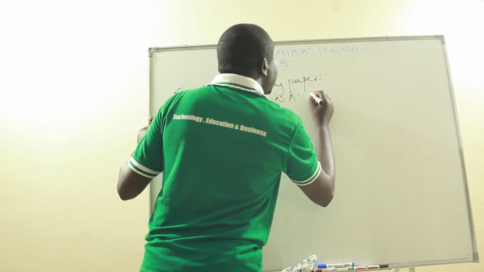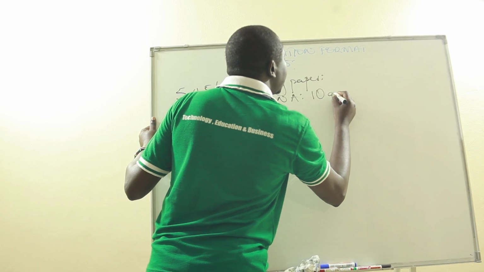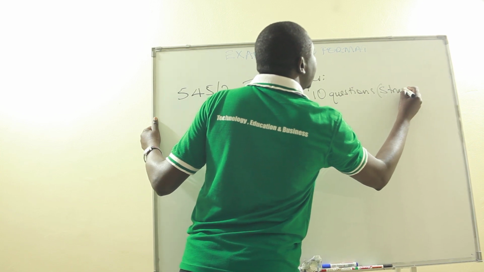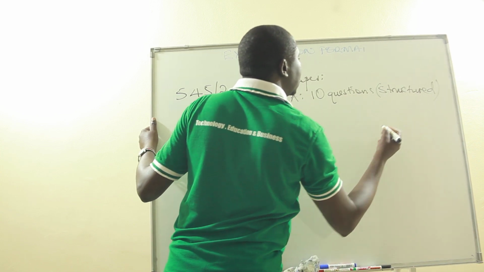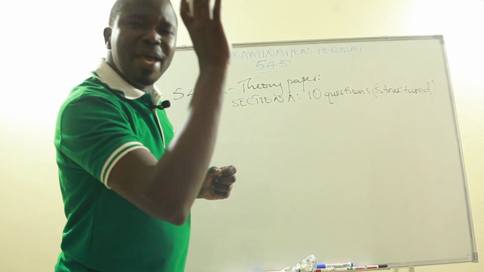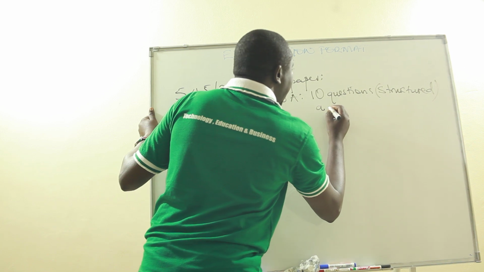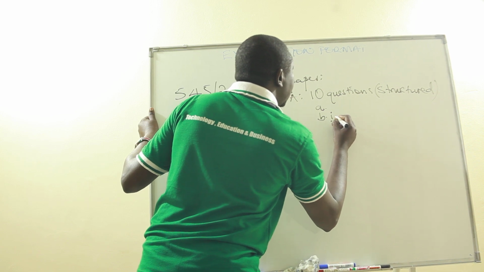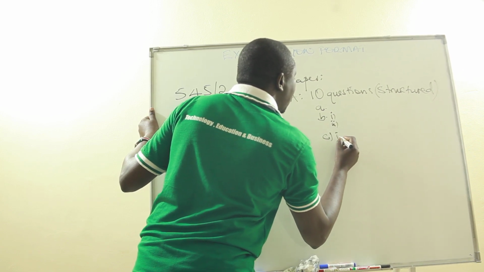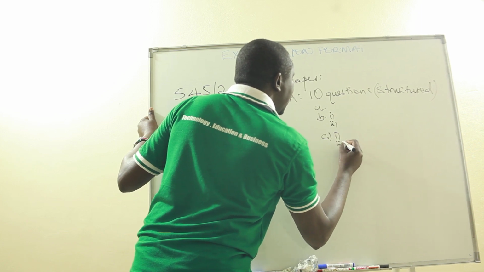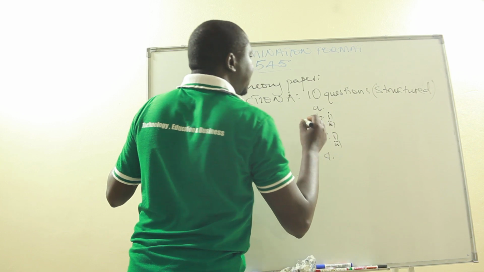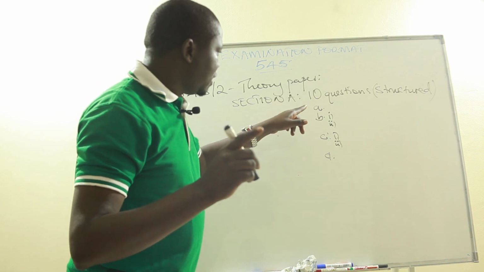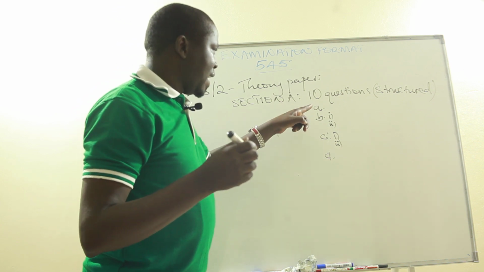Section A consists of 10 questions, and these questions are called structured questions. These structured questions are questions with many parts. You can have, say, part A, we have part B. Part B can have, say, Roman 1, Roman 2. You can have part C, Roman 1, Roman 2. And possibly, you can also have part D. It has got very many parts.